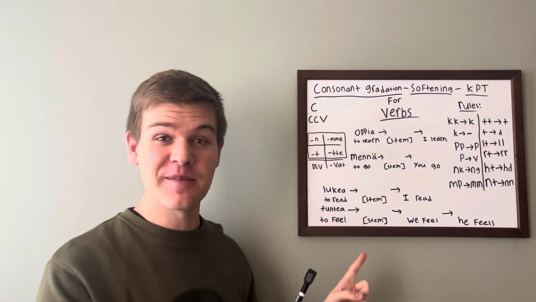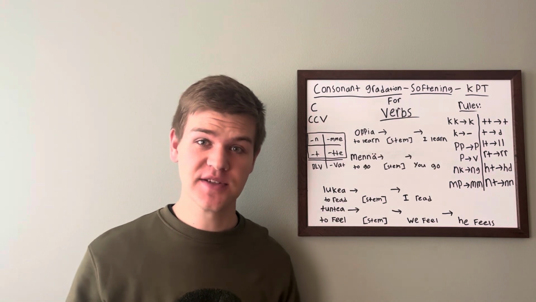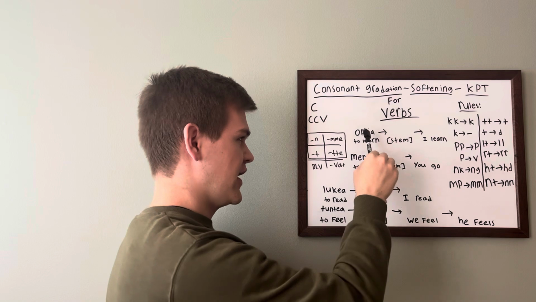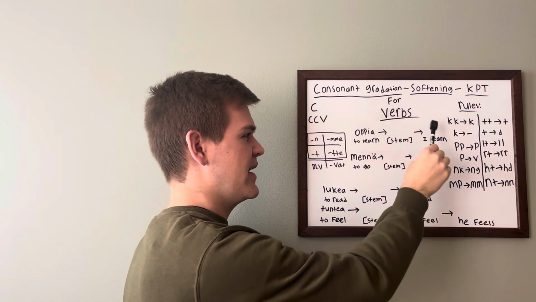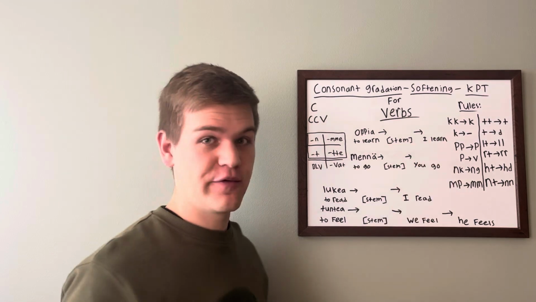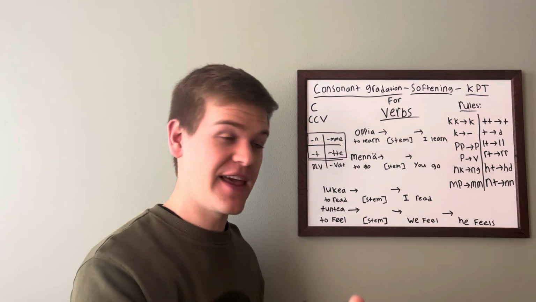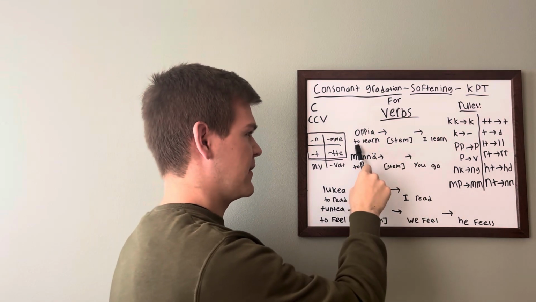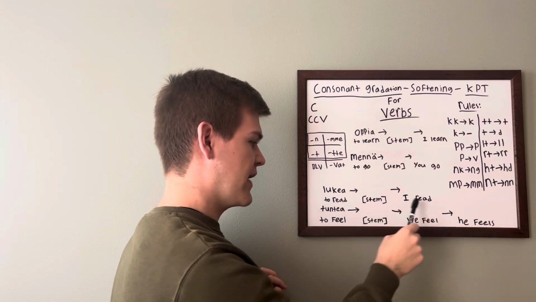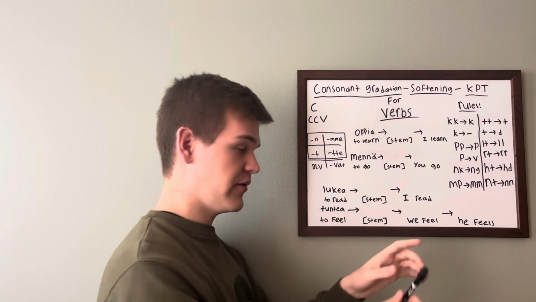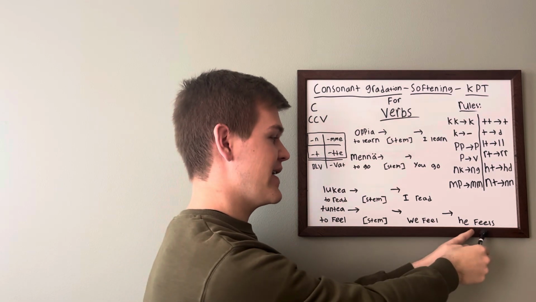All right, I switched up the board a little bit. Now we've got some examples to do. How I've written this out is we have the verb and what it means. I'll have a little area for us to put the stem, and then we can put the ending on. And if we need to soften, we'll soften it right there as well. So we're going to put to learn to I learn, to go to you go, to read to I read, and to feel. We'll put this one into both we feel and he feels.